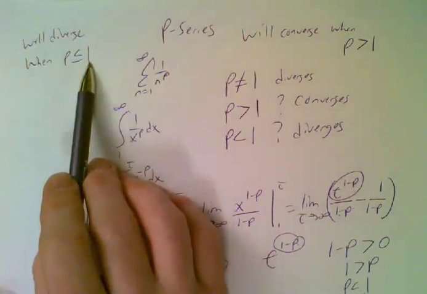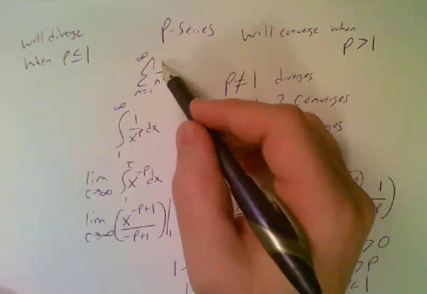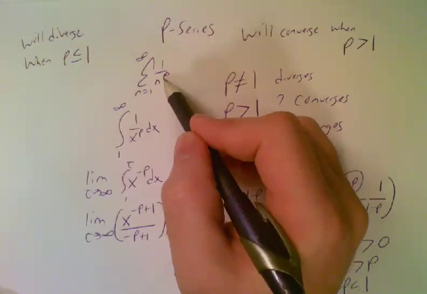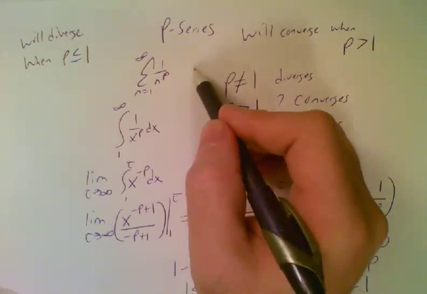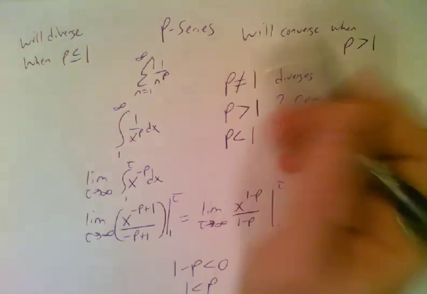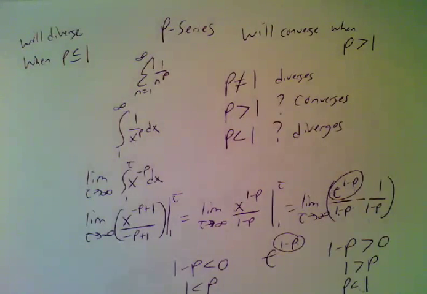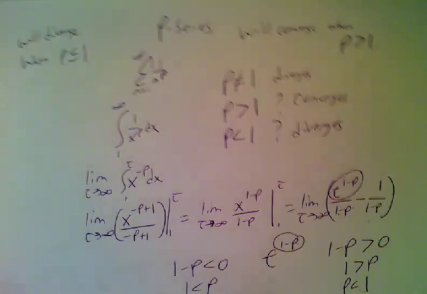But even if it was negative 2, if I had 1 over n to the negative 2, think about what that would be. That would actually make this n to the positive 2, right? And n squared would be like x squared, and x squared, of course, is not going to converge to anything. So it kind of does make sense if you think about it that way. Okay, so there's your p-series.